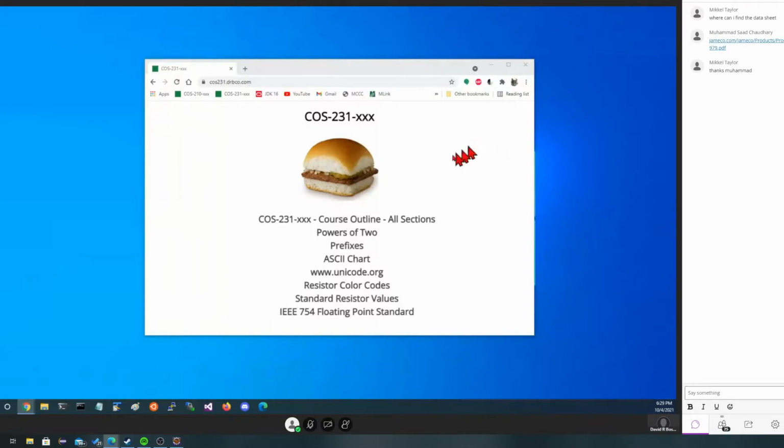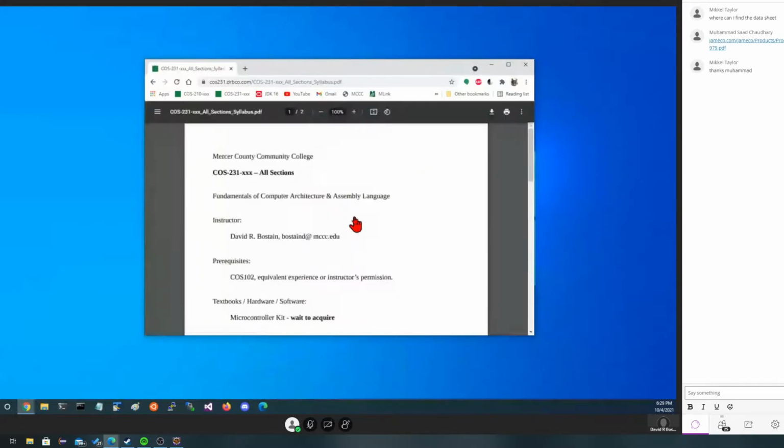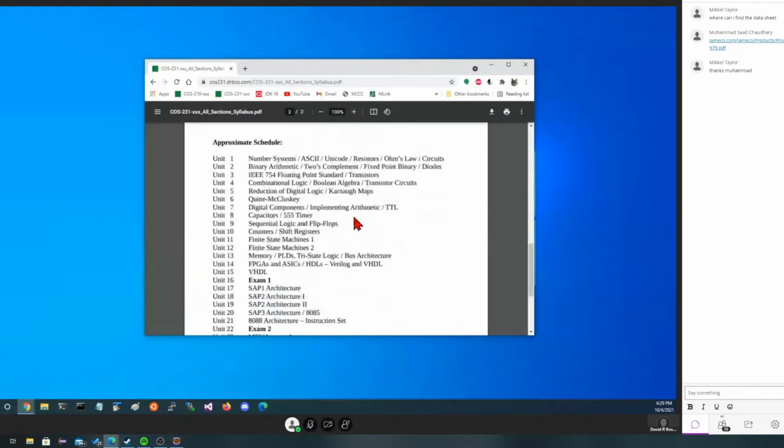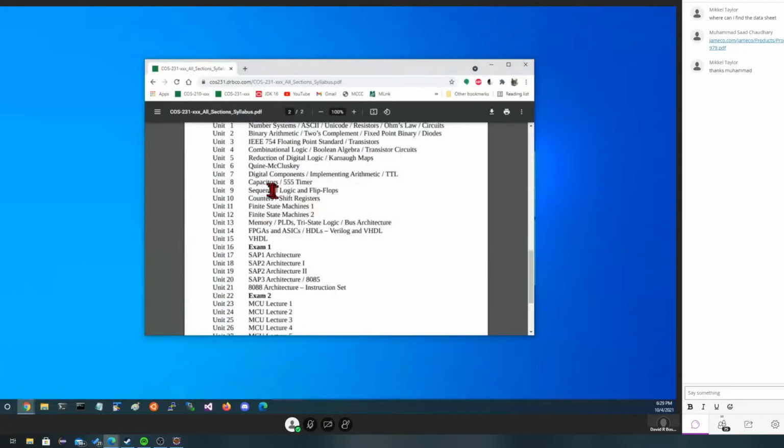Okay, we're going to, over the next class, shift gears a bit because tonight we're going to start talking about what capacitors are and what a 555 timer does, which leads us into being able then to talk about sequential as opposed to combinational logic.